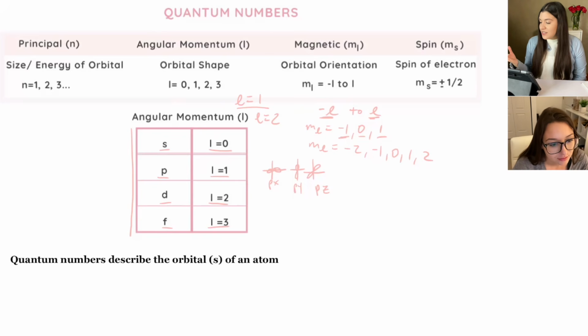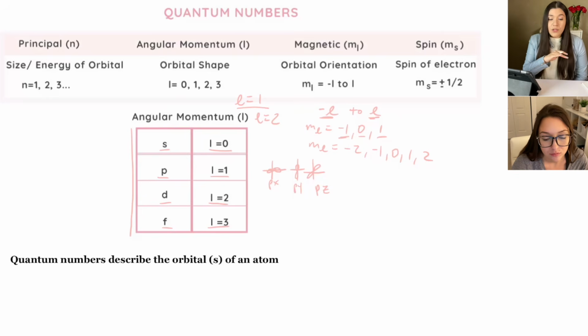And then the last thing, so everything we just talked about was the orbital. The m sub s, or the spin quantum number, talks about the spin of the electron.